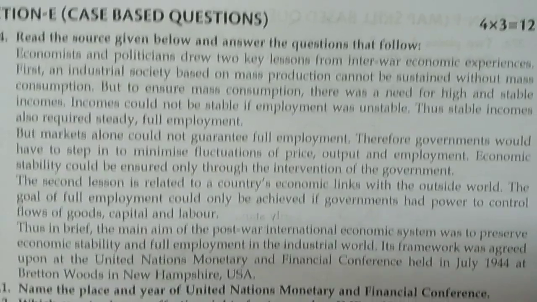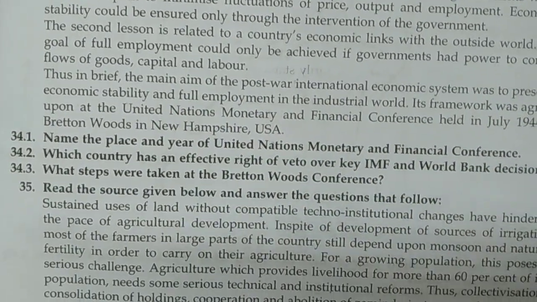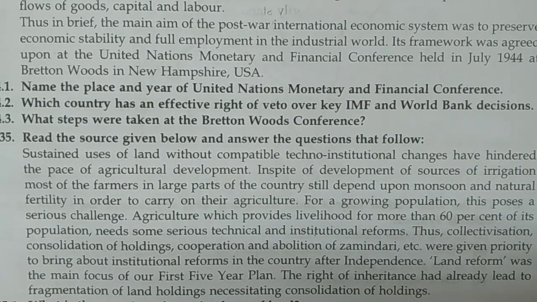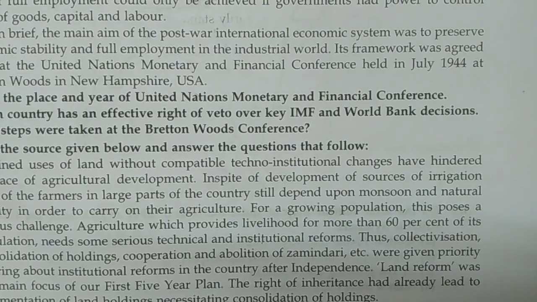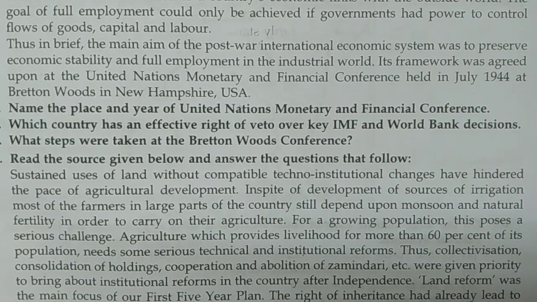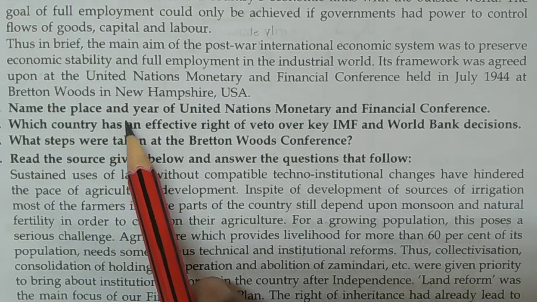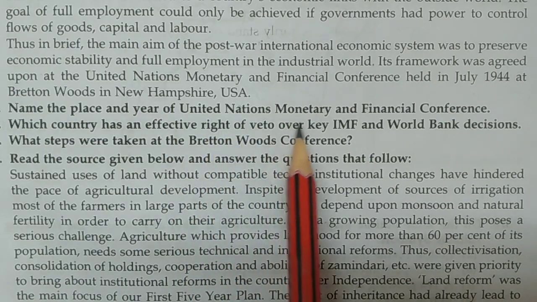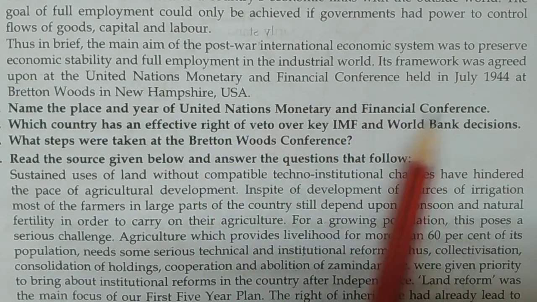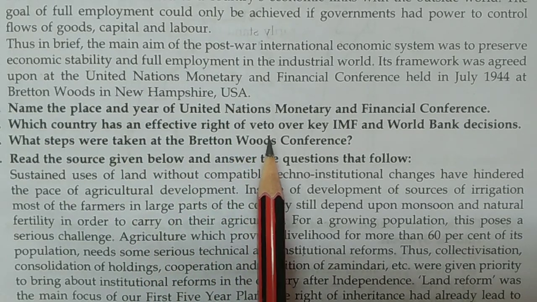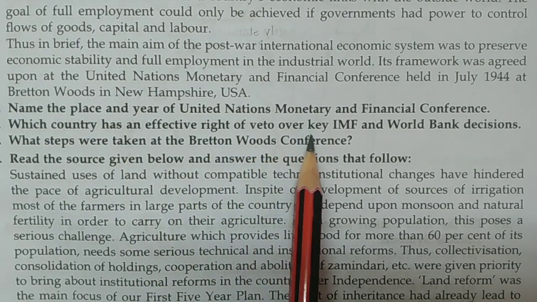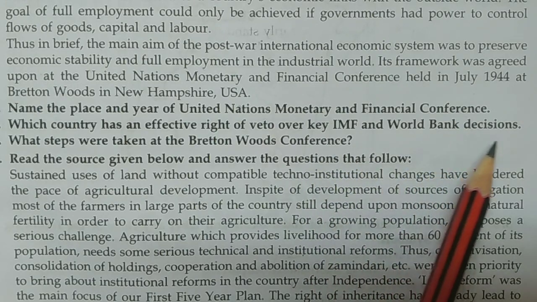Thus, we have completed this case-based study, and you are getting 4 questions here. These 4 questions are very important. You need to understand from here, and each question also carries marks. See, the question given is: name the place and the year of the United Nations Monetary and Financial Conference. Second, which country has an effective right of veto over key IMF and World Bank decisions?